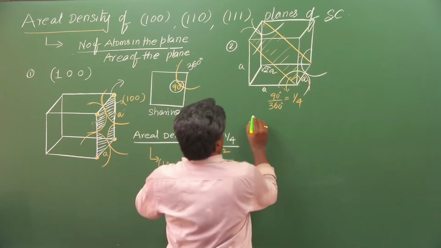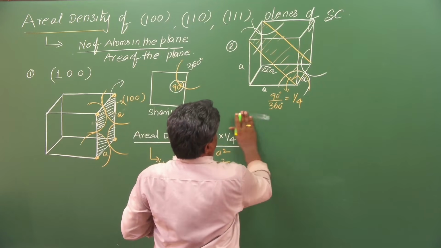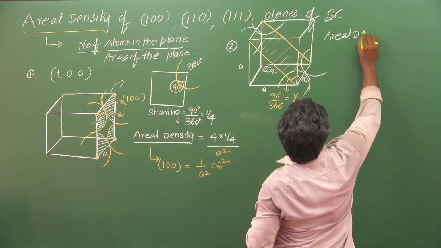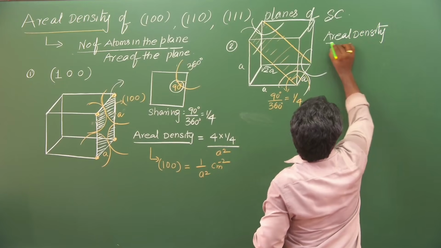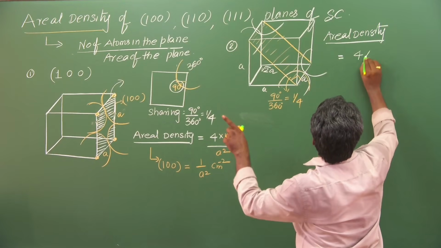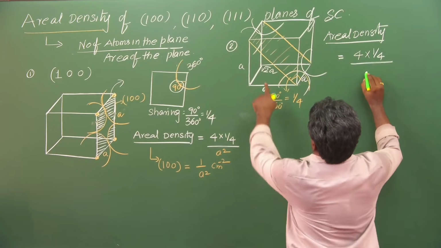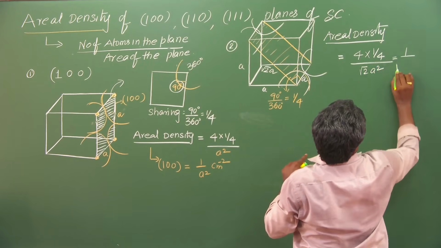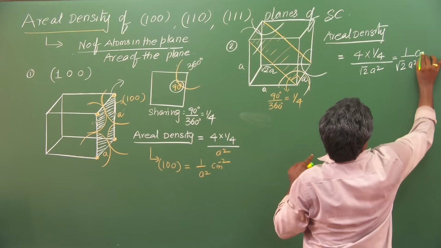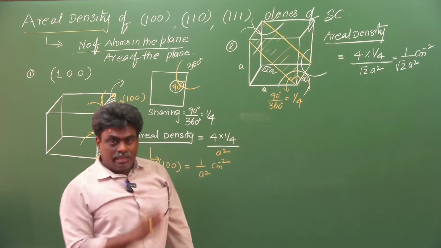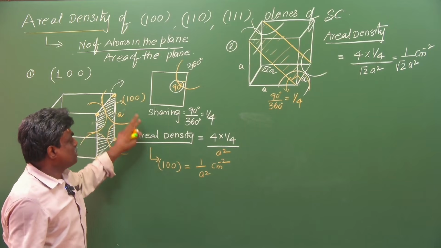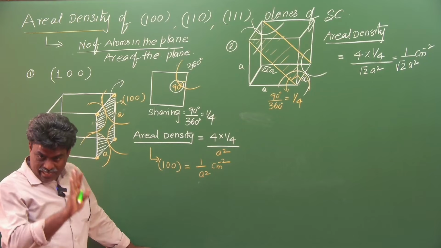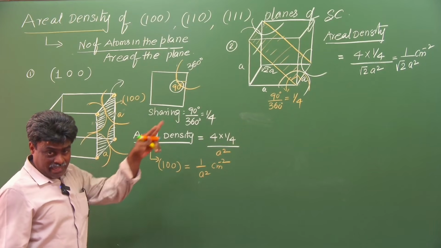Okay? So finally areal density, definitely a GATE question, please listen. Areal density is equal to total how many? 4. Sharing how much? By area root 2A into A. That's why 1 by root 2 A square. Decreased or increased, compared to the 100 plane? The 110 plane, decreased or increased? This is the straight plane. That is the inclined plane.